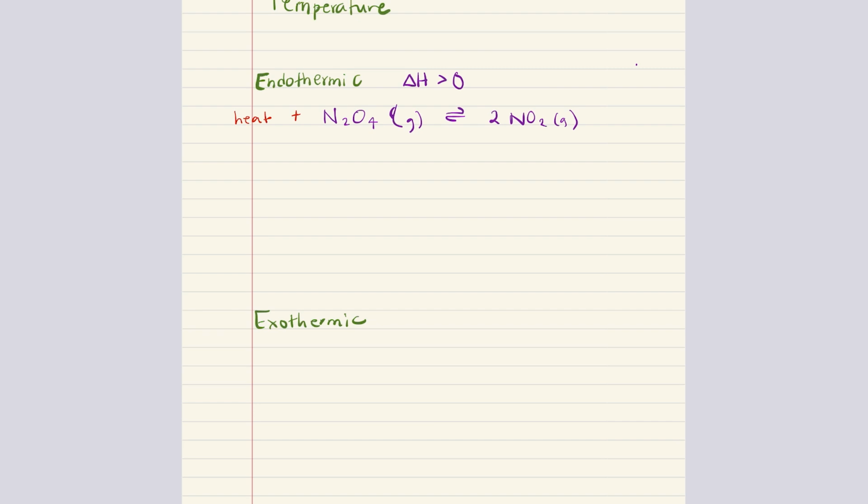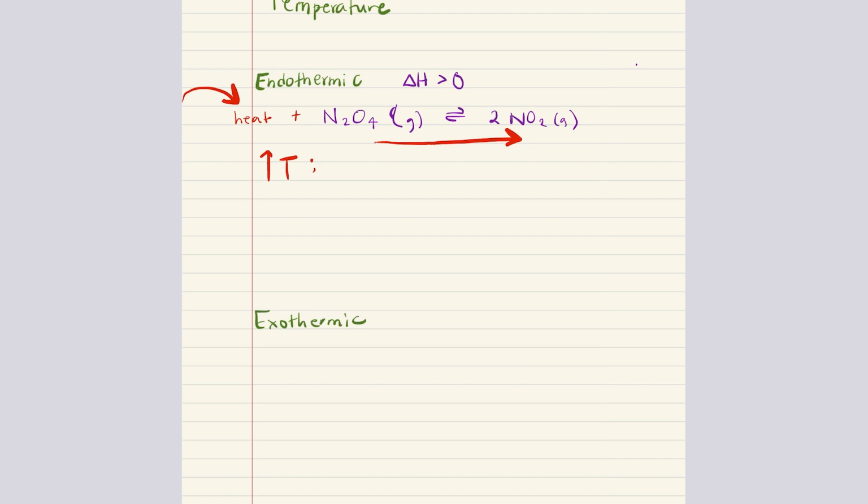Okay, so for an endothermic reaction, what happens if we increase temperature? When we increase the temperature for an endothermic reaction, you can think of this as we're adding heat. Adding heat is going to shift the equilibrium to the right. When we increase temperature, we're adding heat. So think of this like we're adding reactant. If we're adding more reactant, what happens? Our reaction favors the formation of products to reestablish equilibrium.